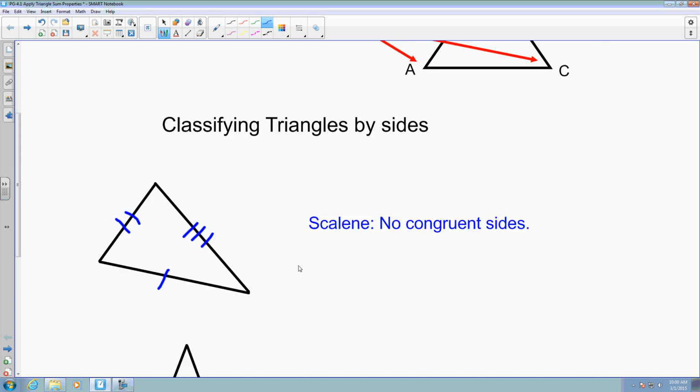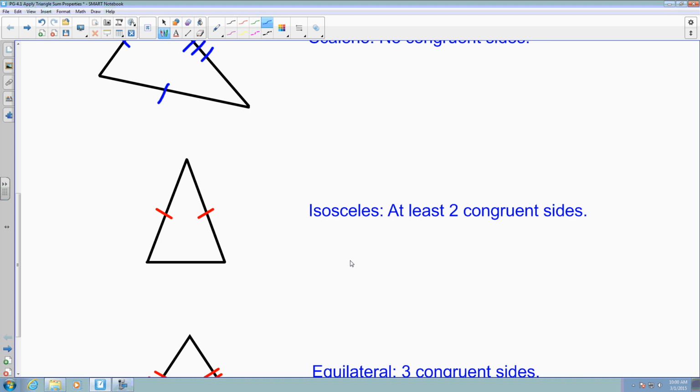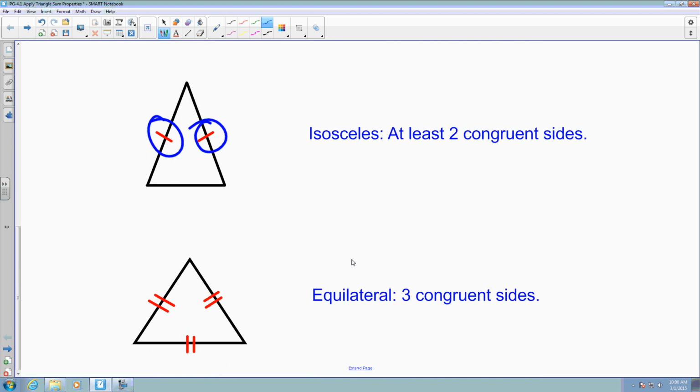Okay. The second one is called an isosceles triangle. And an isosceles triangle means that it has at least 2 congruent sides. So this side here and this side here would be the same measure because of the tick marks, or if they gave us a measure that happened to be the same. And then finally we have an equilateral triangle where all 3 sides are congruent.